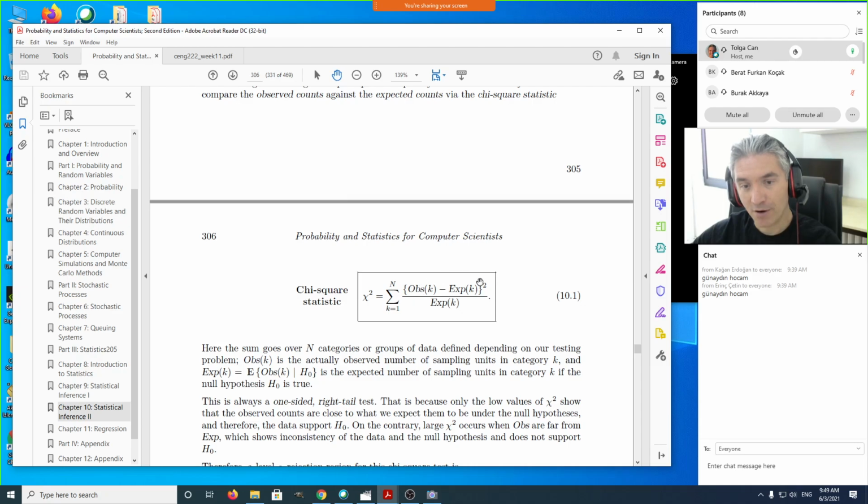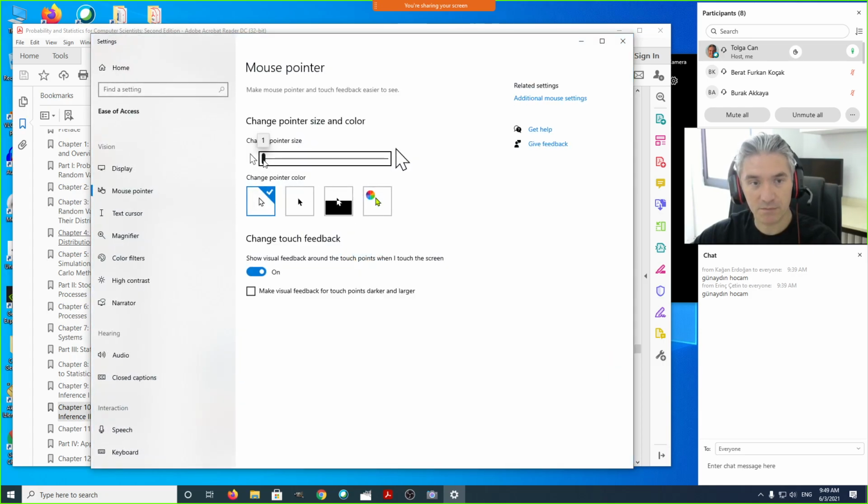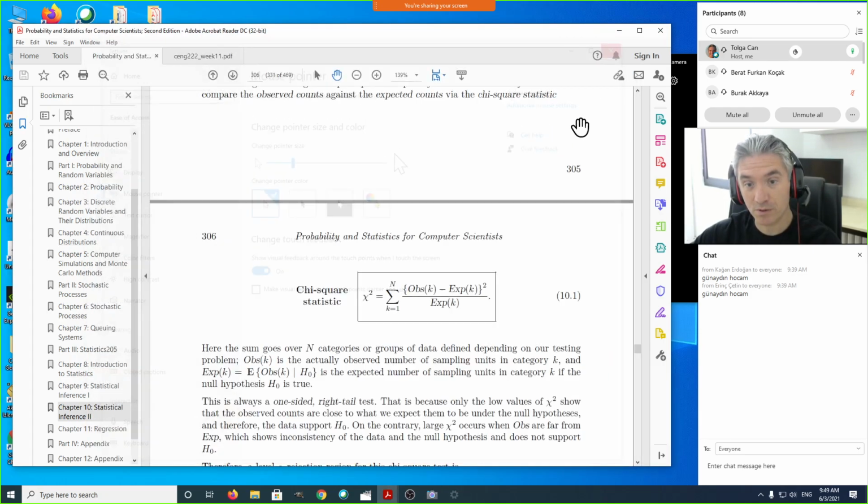So the larger this is, it means that we have more evidence that the observations are not coming from the null distribution. If there's a big difference between the observation and the expected one, it means that there's large evidence that the observed values are not coming from the null distribution, the expected ones. But if the observed ones are similar to the expected ones, then it means that your null distribution may be true. There is no significant evidence. The chi-square value will be small in this case, and there will be no significant evidence against the null distribution.